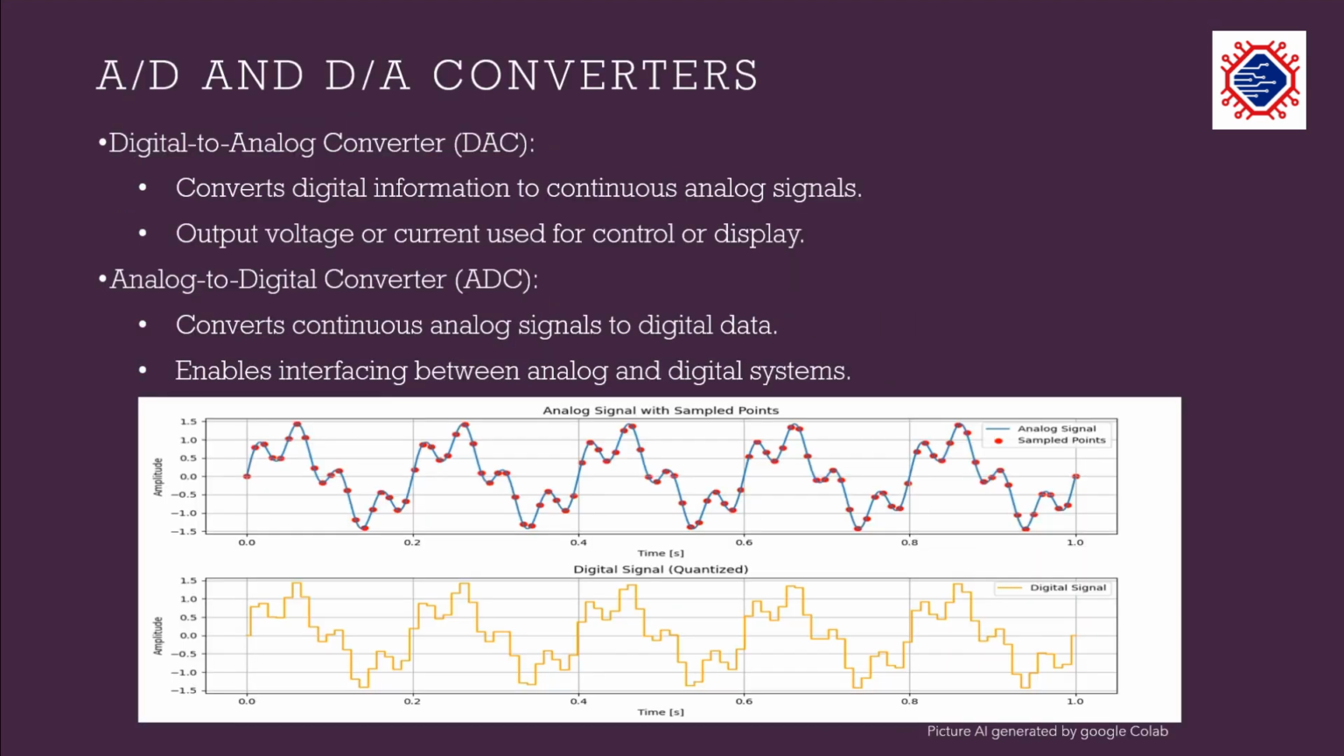To bridge the gap between analog and digital worlds, we use converters. A digital to analog converter, DAC, converts digital data into a continuous analog signal, which can then be used for control or display purposes. Conversely, an analog to digital converter, ADC, transforms continuous analog signals into digital data, allowing for easy manipulation by digital systems. Understanding these converters is fundamental for designing mixed signal systems.